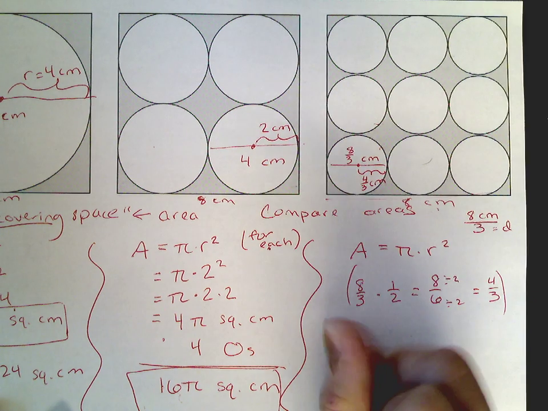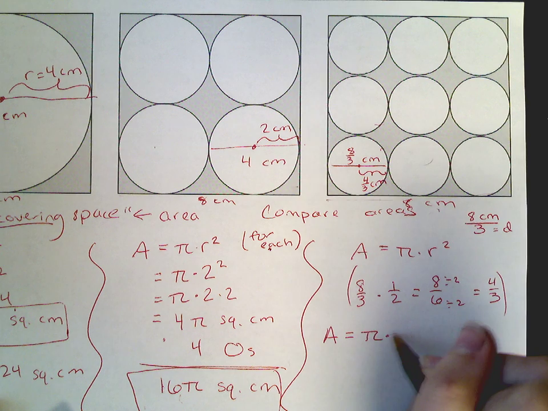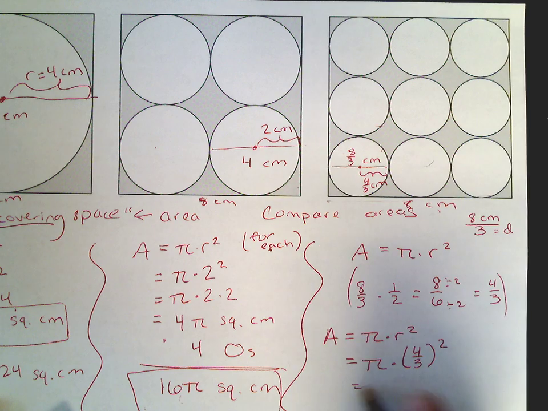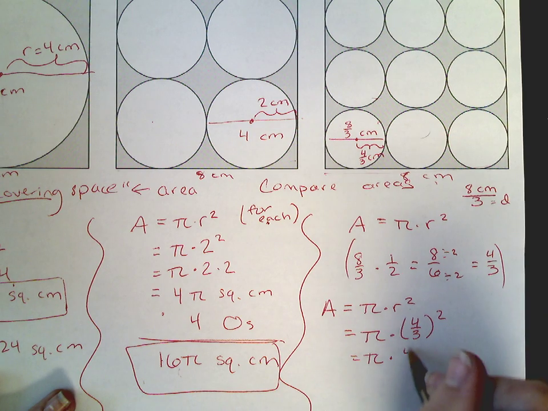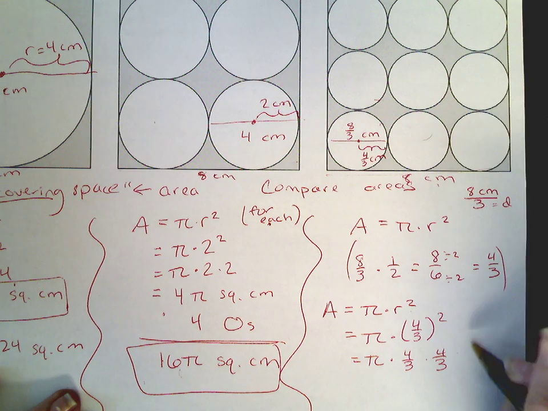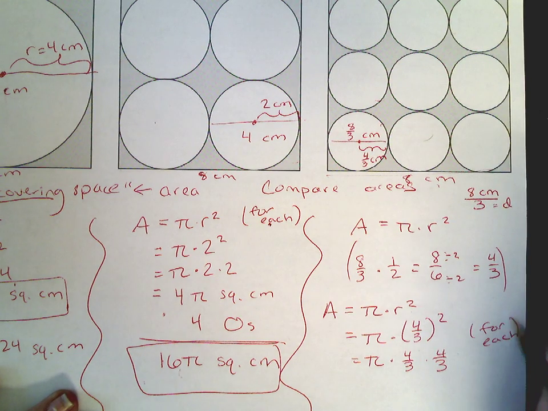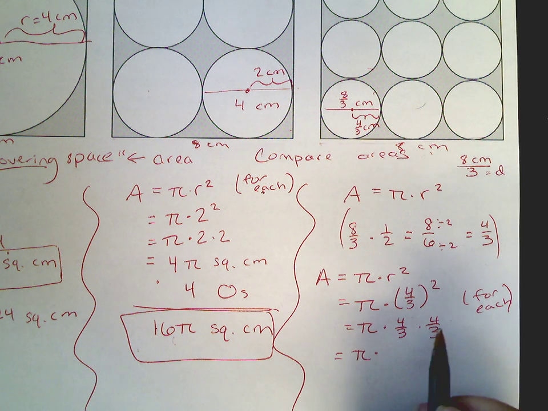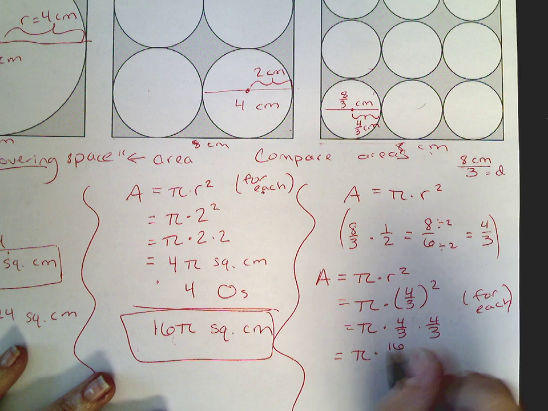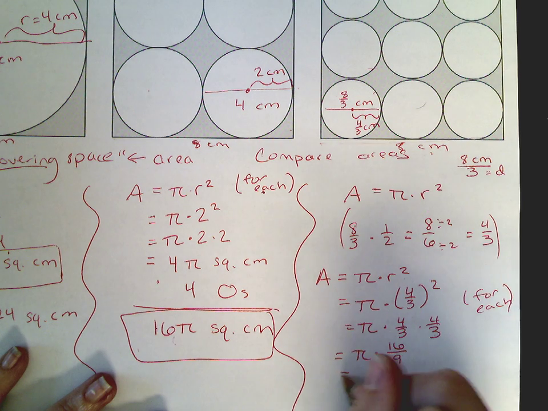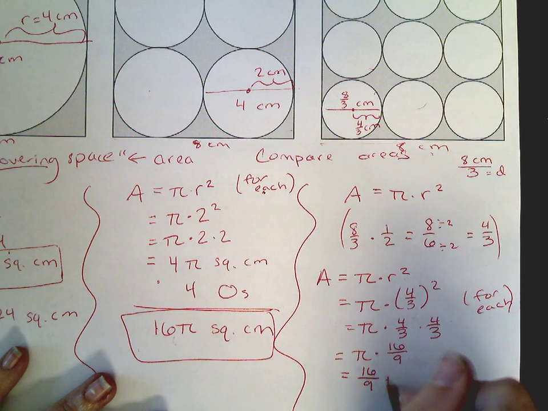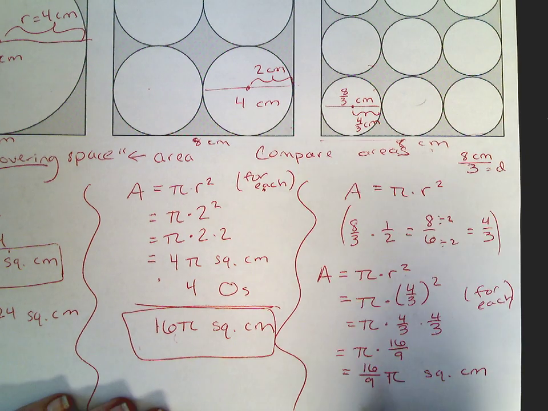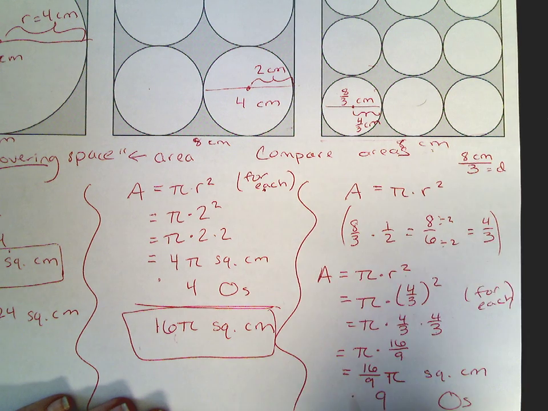So that was a tangent, a useful tangent. So area is going to be pi times r squared. Area then is going to be pi times 4/3 squared, which is the same as pi times 4/3 times 4/3. And this is, again, for each of the small circles. So I have pi times 4/3 times 4/3. When we multiply, we end up multiplying straight across, so 16/9, or 16/9 pi square centimeters. But we need to do this 9 times because we have 9 circles.